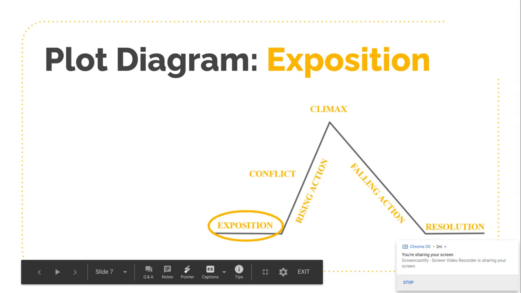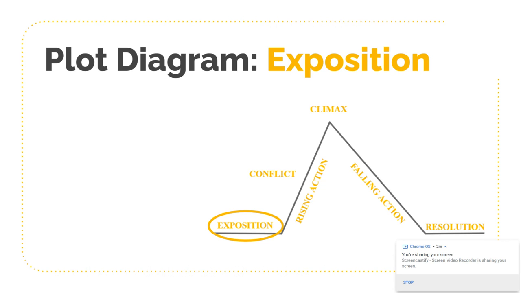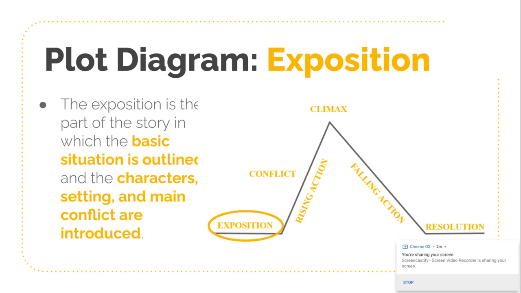So on the plot diagram, the first event is exposition. This is where the basic situation is outlined and the characters, the setting, and the main conflict are introduced. This is like the beginning of the story where everything is laid out, and no good story can be set up without some background information on who's involved, where the story is taking place, and what the big problem is.